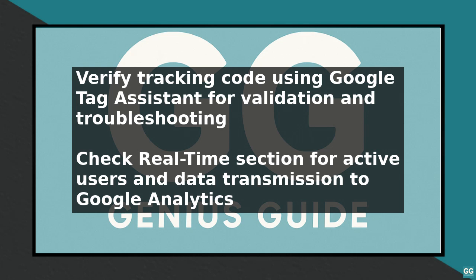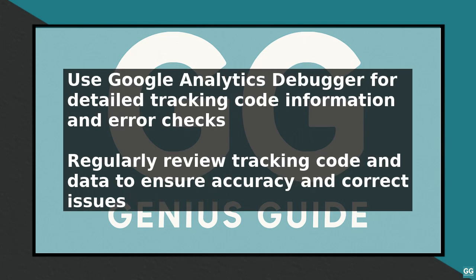Another way to validate the tracking code is by using the Google Analytics Debugger, a Chrome extension that provides detailed information about the tracking code and the data it is sending to Google Analytics. The Google Analytics Debugger will show you if the tracking code is working correctly and if there are any errors or issues that need to be fixed.